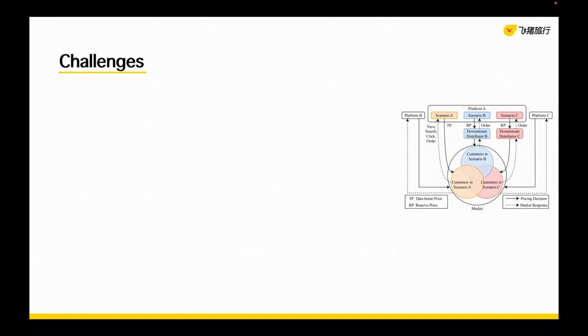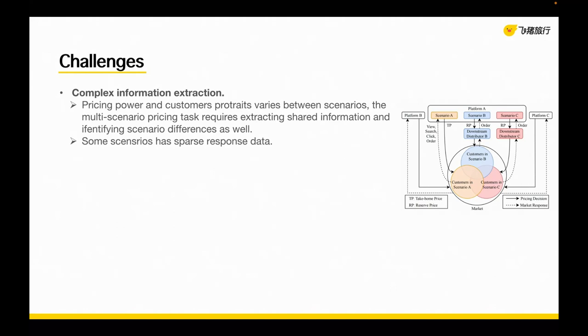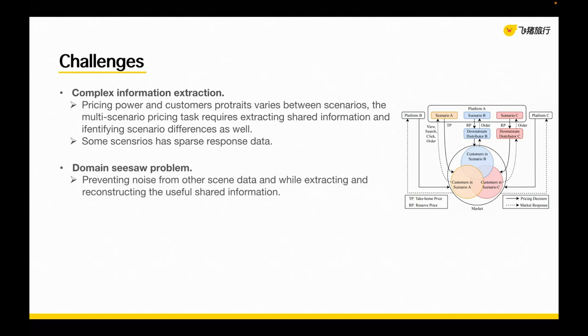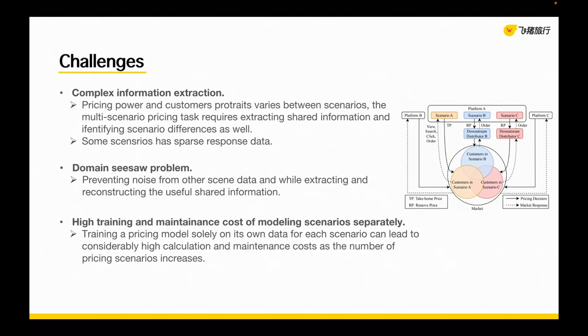The challenges of this problem, as compared to the traditional pricing problem, can be summarized as below. Firstly, since pricing power and customer portrait vary, multi-scenario pricing requires leveraging shared information and identifying scenario-specific ones, especially when some scenario has sparse response data. Secondly, we should handle the domain seesaw problem carefully by preventing noise from being introduced into specific tasks from other scenarios' data. Thirdly, training a pricing model solely on its own data for each scenario can lead to considerably high calculation and maintenance costs.